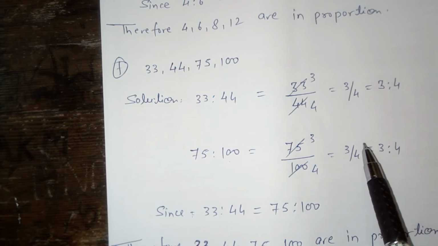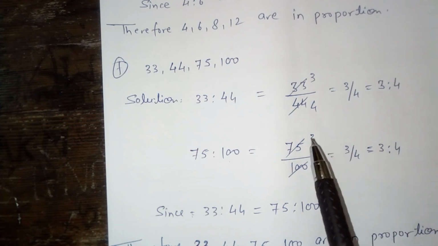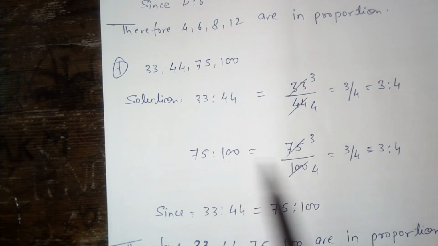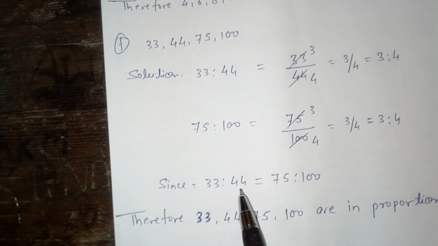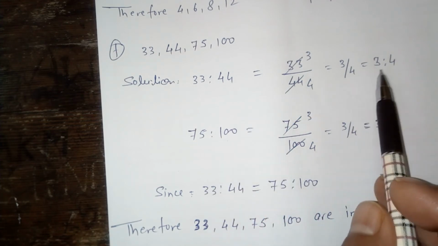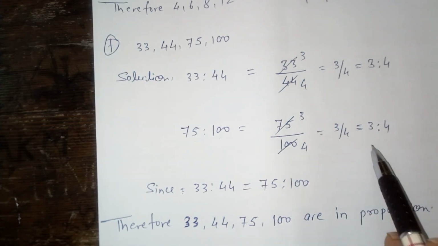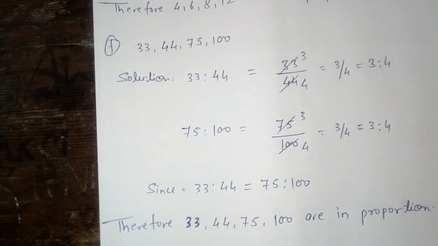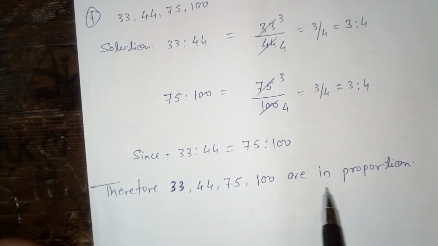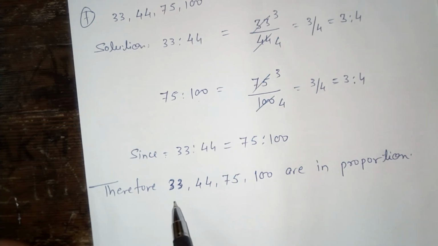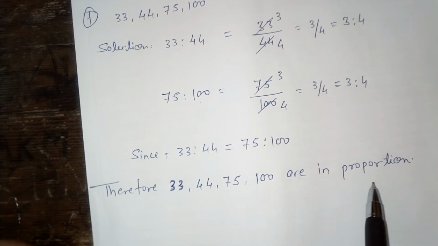The meaning is the ratio of the first and second number is 3:4, and the ratio of the third and fourth number is 3:4. Since both ratios are 3:4, therefore 33, 44, 75, 100 are in proportion.